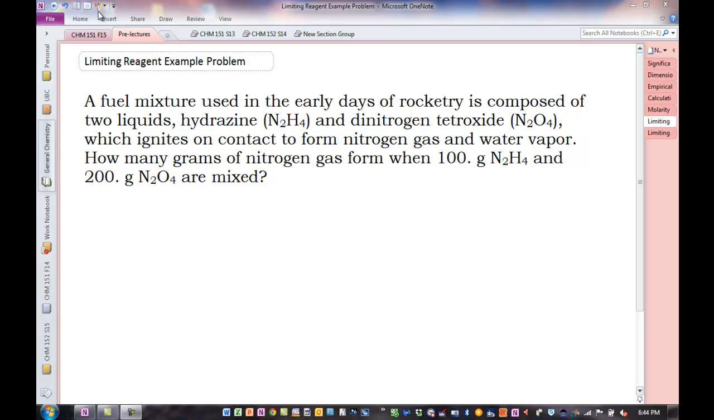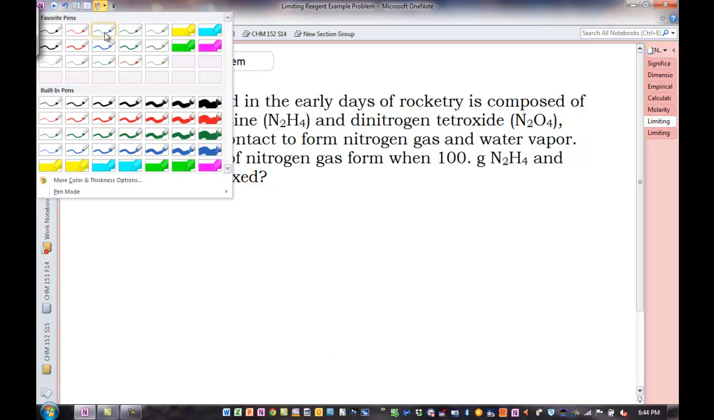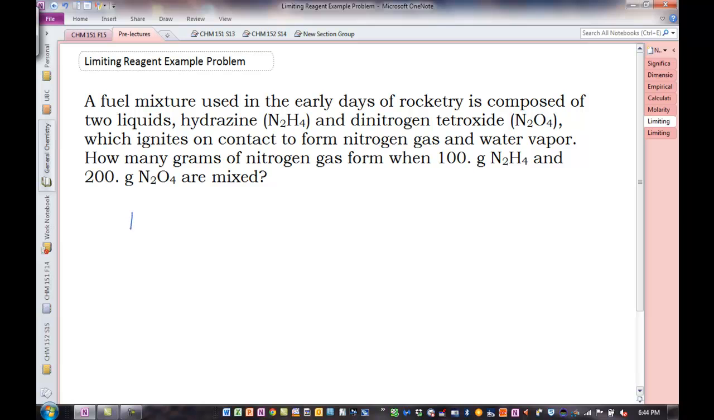A fuel mixture used in the early days of rocketry is composed of two liquids. That's interesting, but that's not relevant to how we're going to solve this problem. Hydrazine, N2H4, and dinitrogen tetroxide, which ignites on contact. So what you should pull out of that is that N2H4, hydrazine, and N2O4, dinitrogen tetroxide, are our reactants.